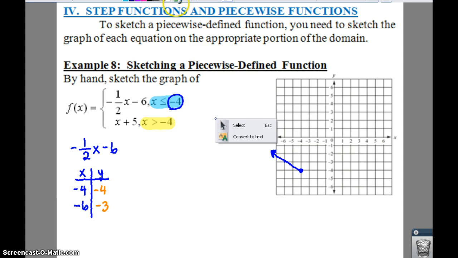Now the other function we have is x plus 5. In order to graph this, you need 2 points. And your first point is given to you at negative 4.